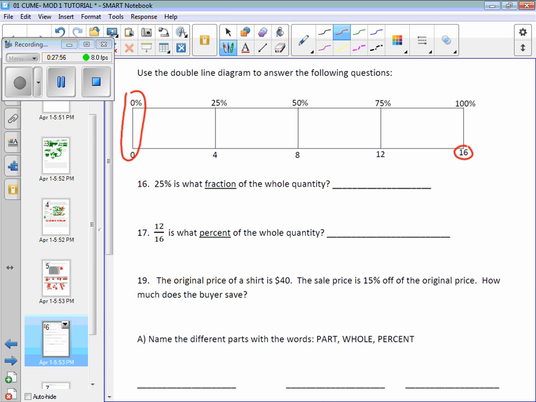So now we just have to match up percent with number. 25% is what fraction of the whole quantity. The whole quantity is out of 16. That's my denominator. Now I just have to find my 25% and match it up with the number, and it's 4 out of 16.